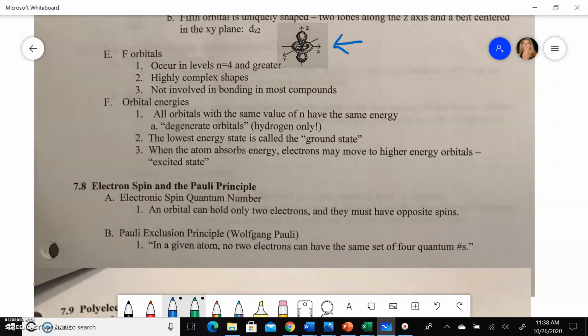All orbitals with the same value of n have the same energy. That is important. So what that means is any electrons in a 3, whether it's 3s or 3p, are going to have the same energy.